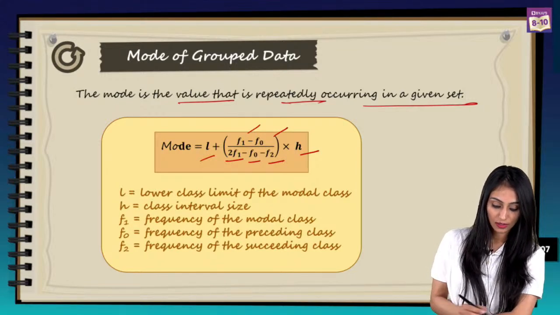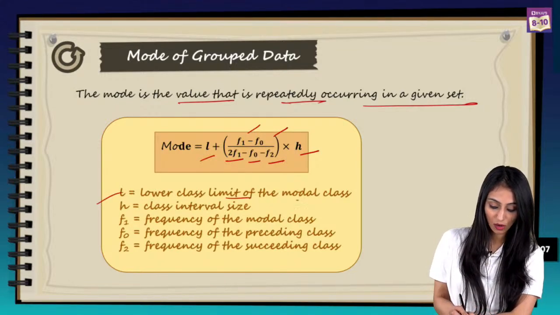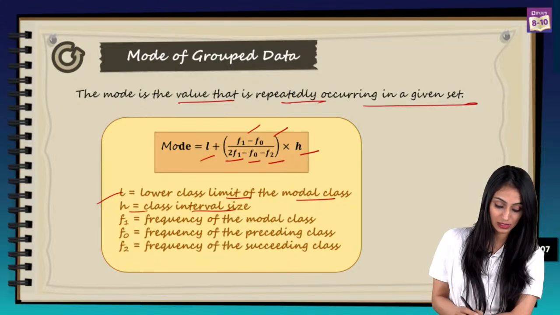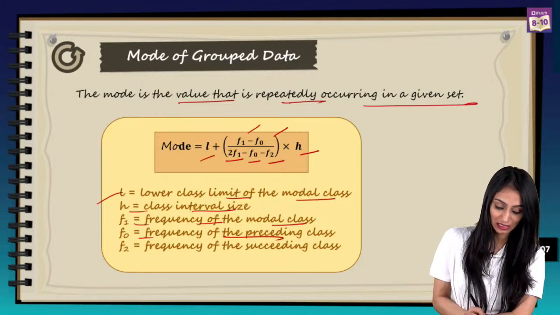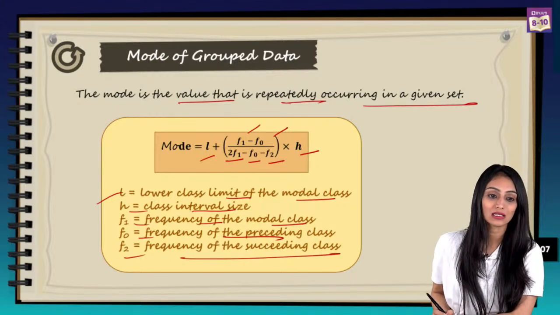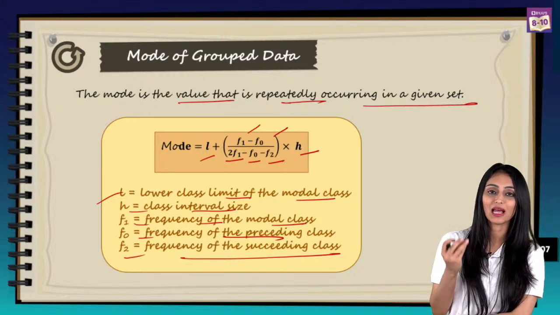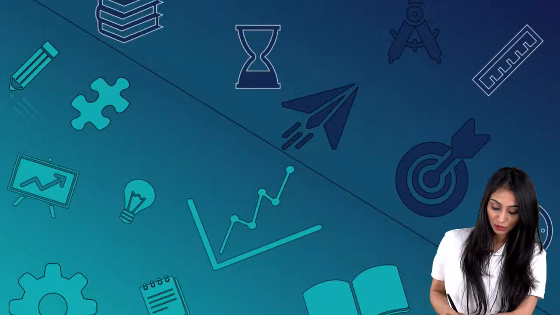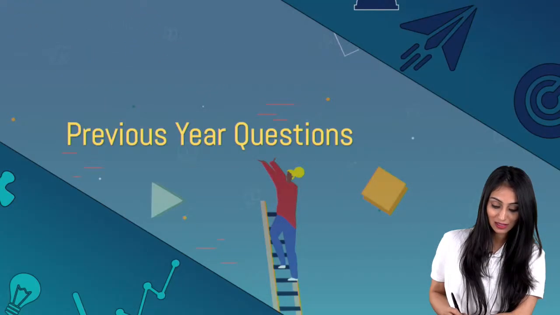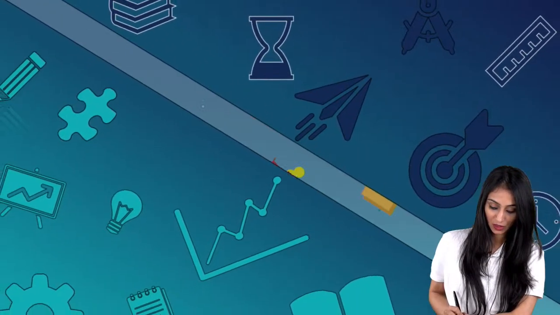So, everything over here, L is the lower limit of the modal class, H is the class interval size, F1 is the frequency of the modal class, F0 is the frequency of the preceding class, F2 is the frequency of the succeeding class. So, this was about the formulas and what these actually are. Now, let's start off with the questions. First, I will be discussing the previous year questions on these topics.